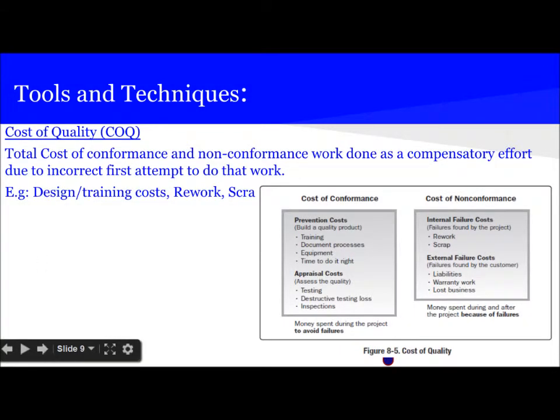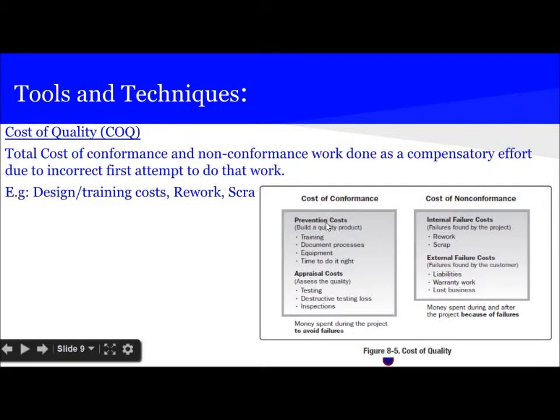The next technique is the cost of quality. It comprises the total costs of conformance and non-conformance: work done as a compensatory effort due to an incorrect first attempt to do that work. Here is the list of things which relate to the cost of conformance, and here is the list of things which lead to the cost of non-conformance. So let's see them one by one.